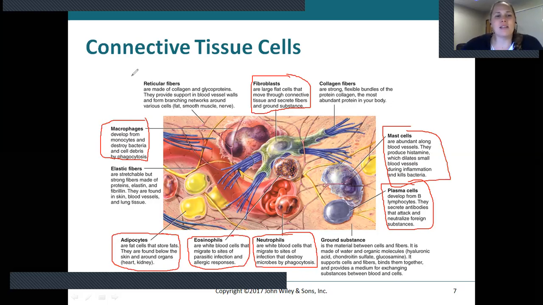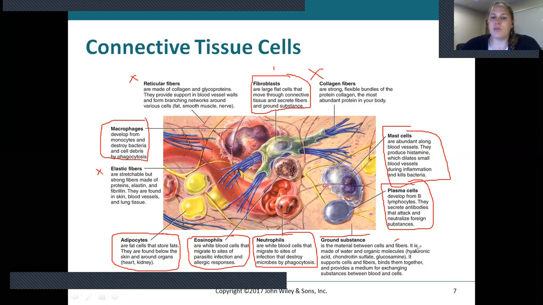But things like reticular fibers and collagen fibers, elastin fibers, are not cells, and their structures are slightly different. They're made of collagen and glycoproteins. They're strong and flexible. We'll talk about each one of these in the upcoming slides when we're talking about the fiber structure of the tissue. What's important to notice is that the fibroblasts are large flat cells that move through connective tissue and secrete ground substance. Now, ground substance is almost like maybe equivalent to, but not exactly, the cytoplasm of your body, because this is the material between cells and fibers, and it's made up of water and organic molecules, very similar to what the cytoplasm of your cells would be.